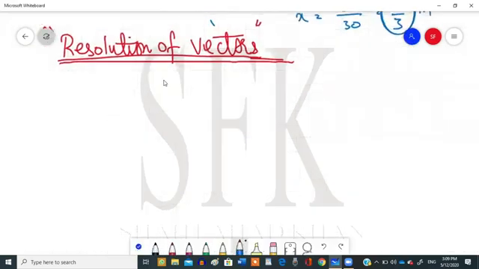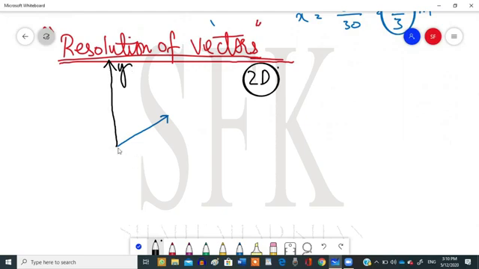If I have just one vector acting in any random direction, always remember that in our syllabus we are dealing with two-dimensional vectors. Two-dimensional vectors are those which have two perpendicular components. One acts in the direction parallel to the y-axis, and the other acts in the direction parallel to the x-axis. The component that acts parallel to the x-axis is known as the x component, and the component that acts parallel to the y-axis is known as the y component of the vector.